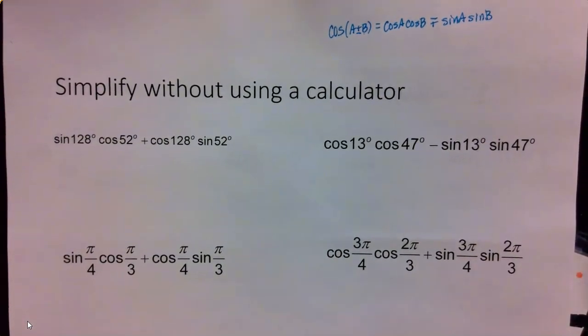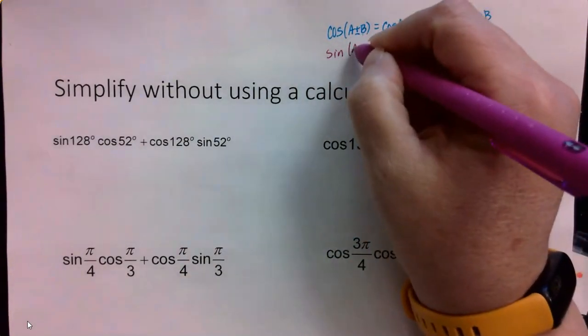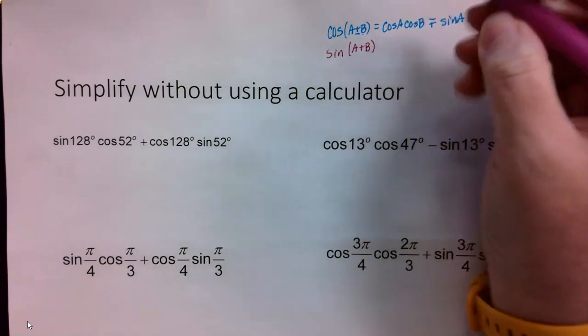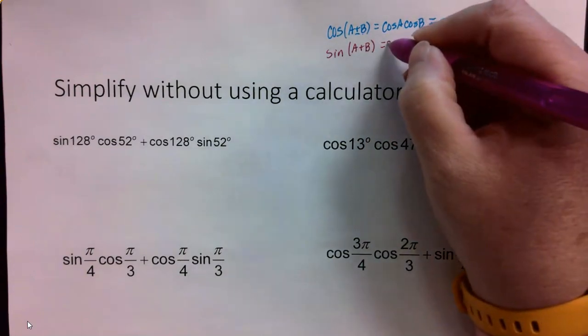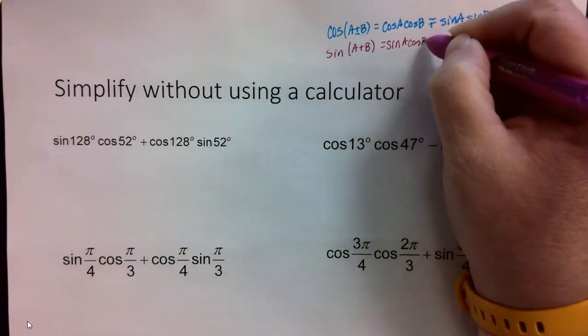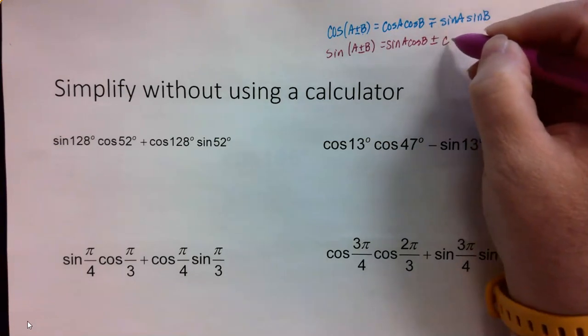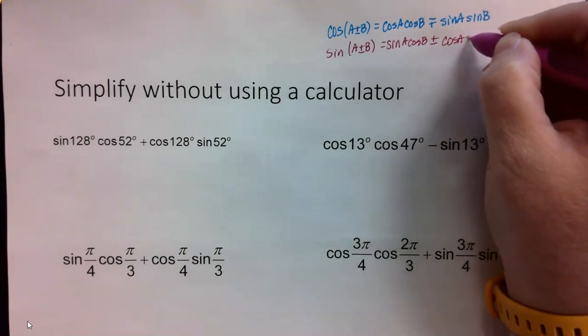The other property I have is for when it's the sine of A plus B. And that would give me the sine of A, cosine B, and this time the signs stay the same, and then the cosine of A and the sine of B.